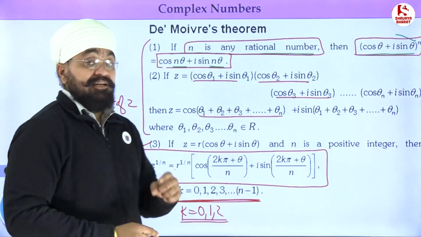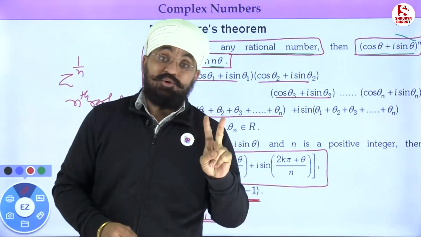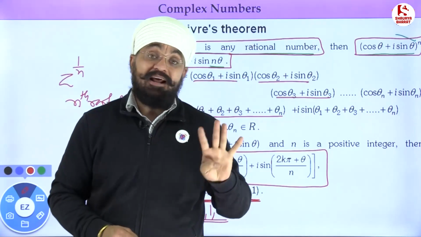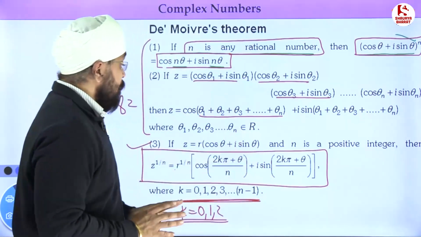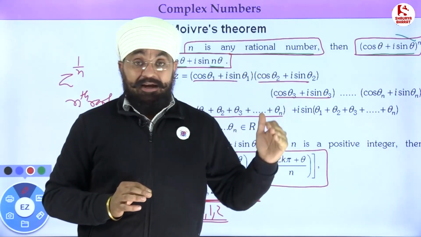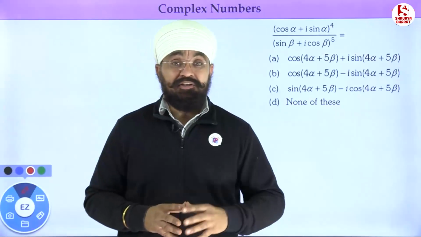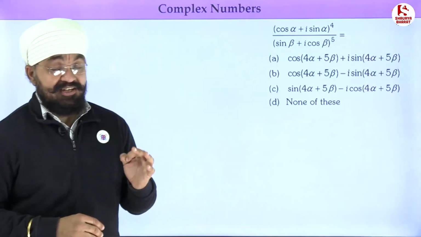That gives the indication that cube roots are always 3. When we go for square roots, there are 2. When we go for fourth roots, we have 4. So this is how this particular theorem can be used for finding different powers of n or finding the nth root of a complex number. Let's take a question dealing with the theorem which we have studied just now.